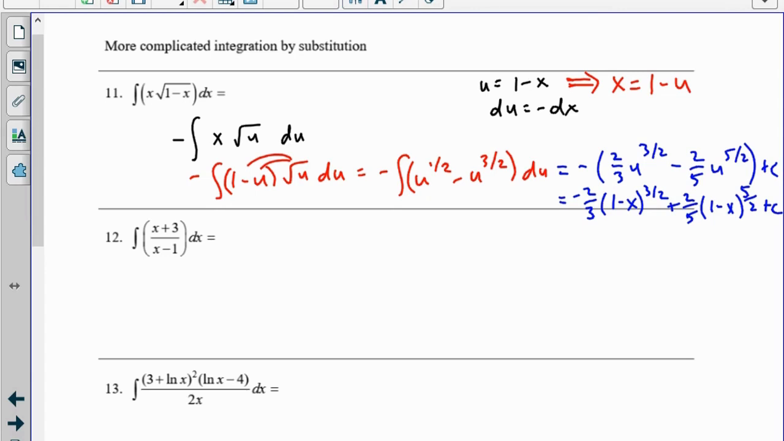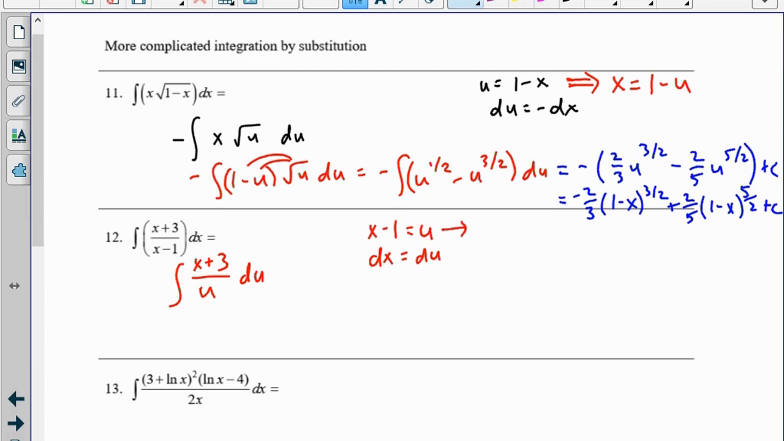Number 12. So if I look at this problem, I can't just take the, well, I technically could, but I'm going to leave it like this for right now. So I have the integral of x plus 3 over x minus 1 dx. If I make x minus 1 equal to u, what I now have is the integral of over u, and then I can just make a straight substitution of dx for du.